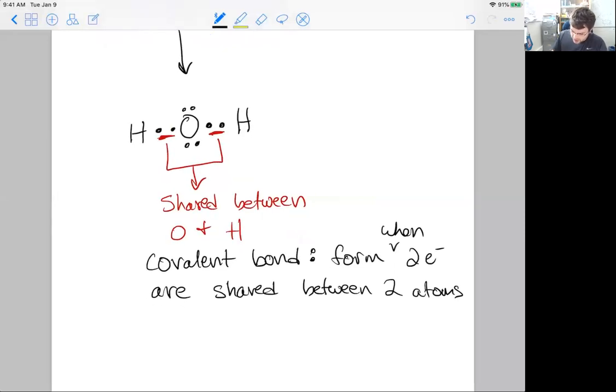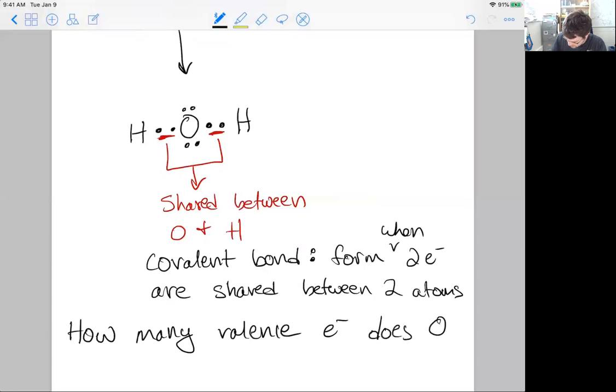Okay, when we do this, there's a reason why we want to do this. We can ask the question, how many valence electrons does O and both H atoms have?